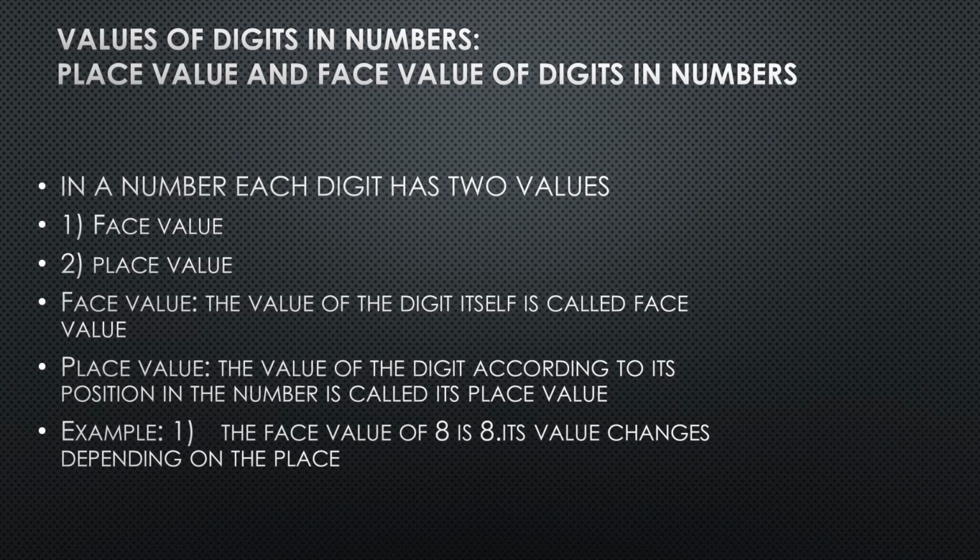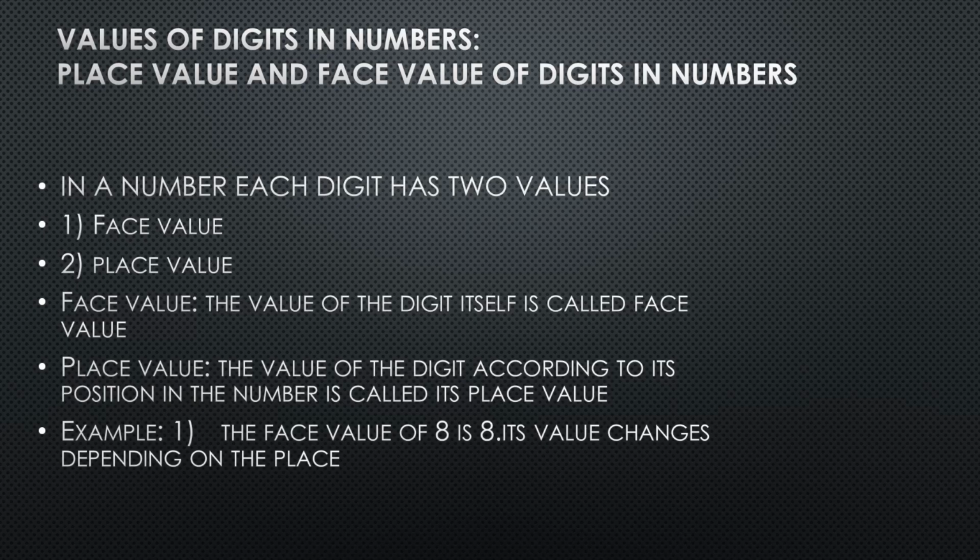In a number, each digit has two values. The first one is face value. The second one is place value. Now we are discussing face value. The value of the digit itself is called face value.